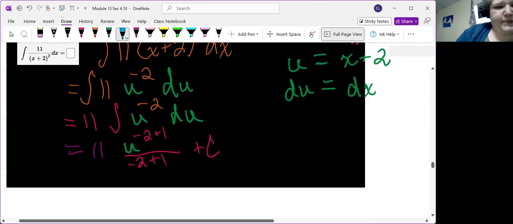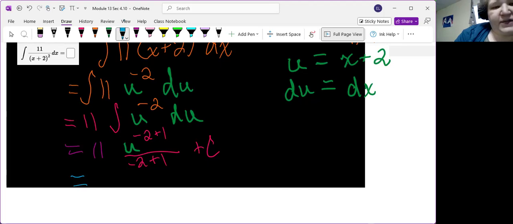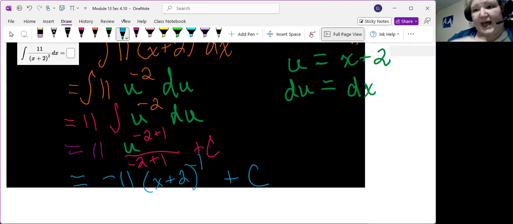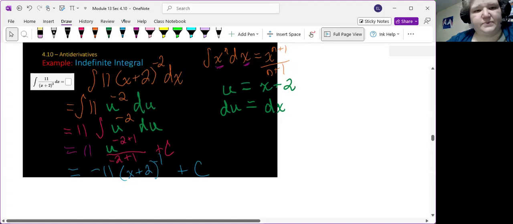All right. So now we just need to go back to what u was. So this will be 11, negative 2 plus 1 is negative 1. So 11 divided by negative 1 is negative 11. And now instead of u, we go back to the x plus 2. And then the negative 2 plus 1 is negative 1, plus c. That is the antiderivative. That is the integral of what we were given.